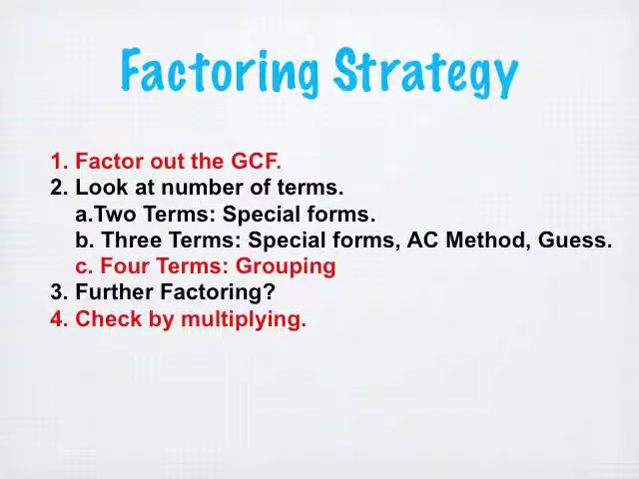Okay, so this is our factoring strategy. We'll factor out the greatest common factor. That will always, always, always be the first step. Then we'll look at how many terms there are. If there's 2 terms, we'll do special forms. That's one of our last lectures. 3 terms, we'll do special forms again, that's lecture 25. Or we'll do the AC method or the diamond method.